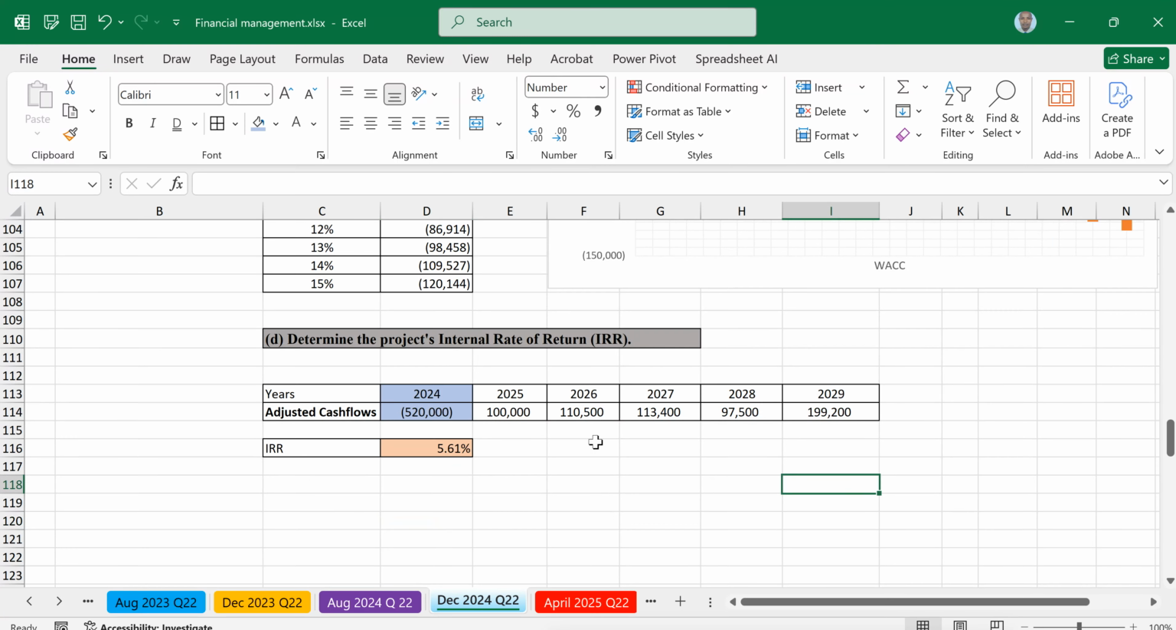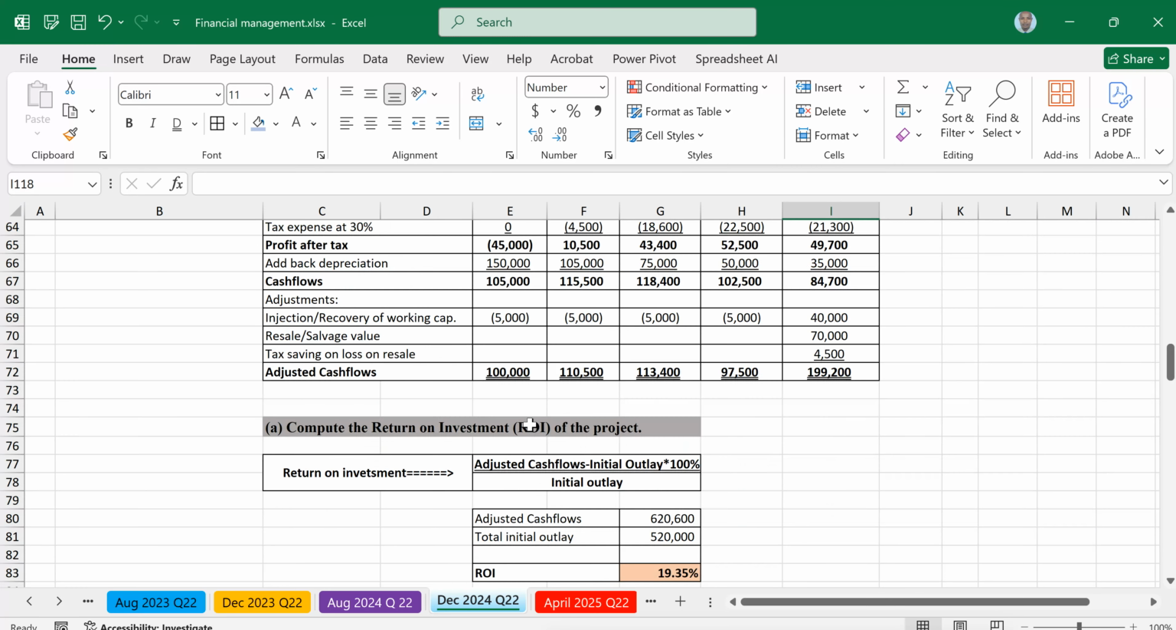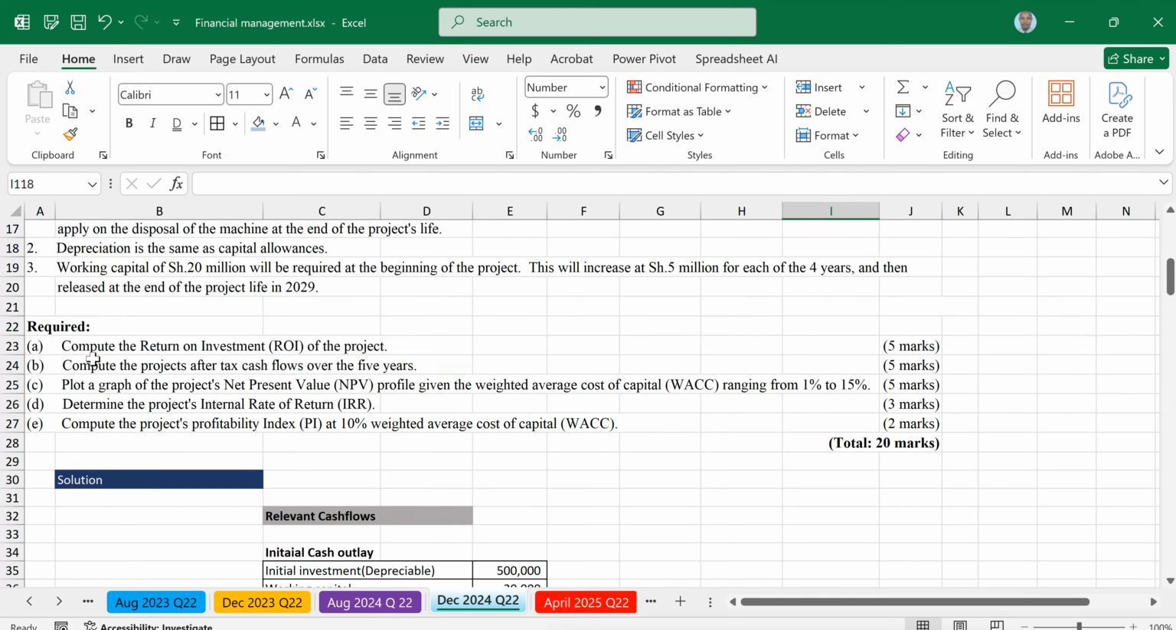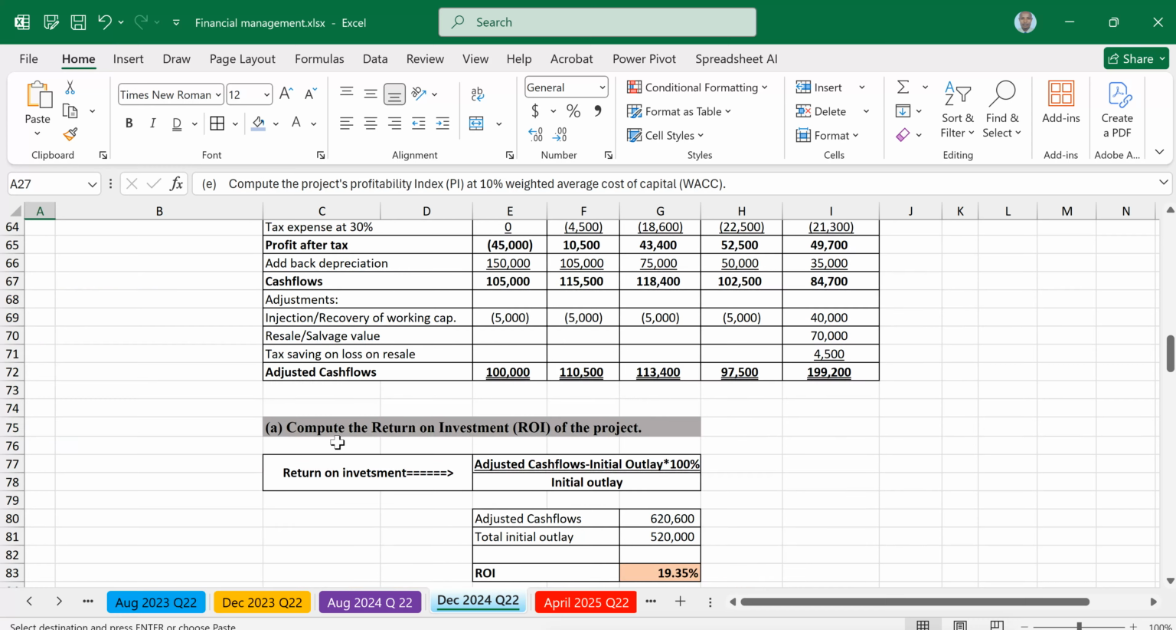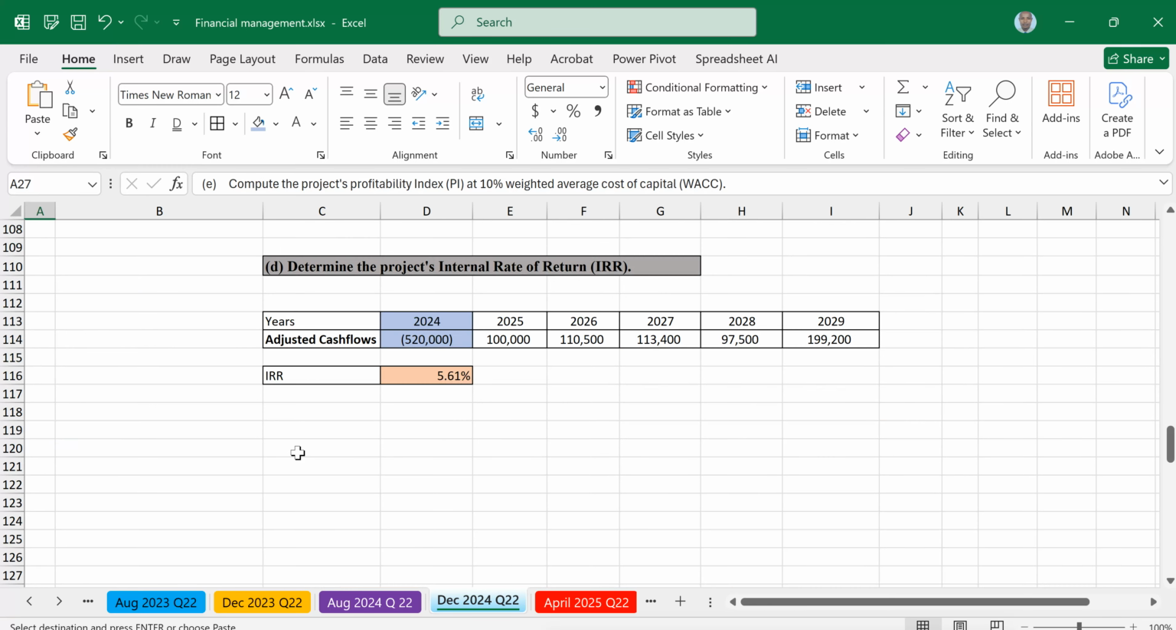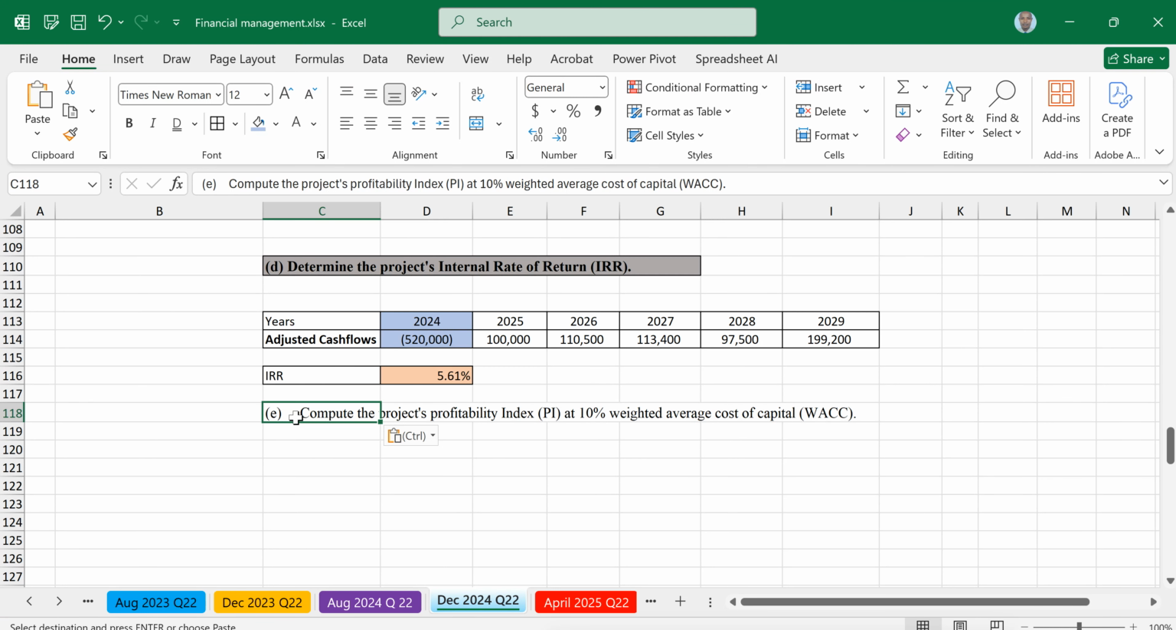The last part of the question talks about computation of the PI. So PI, profitability index. Those who did Excel with us, the other part of Excel with us, you can see that there's a lot of application of the knowledge that we gained in advanced Excel, where we were talking about the net present value, the present values, the future values, and some others.